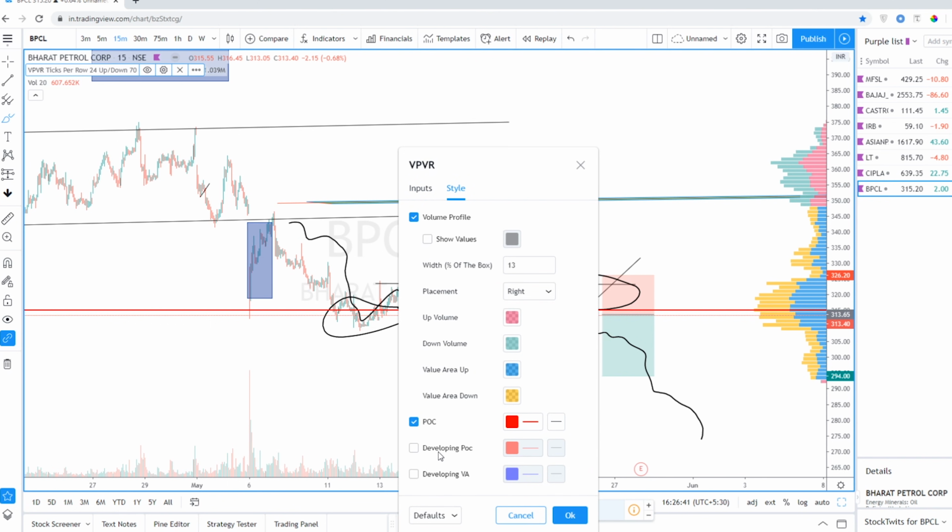So this is what I use right now. I'm not using developing point of control or value area. That is for the next video. So that would be all.